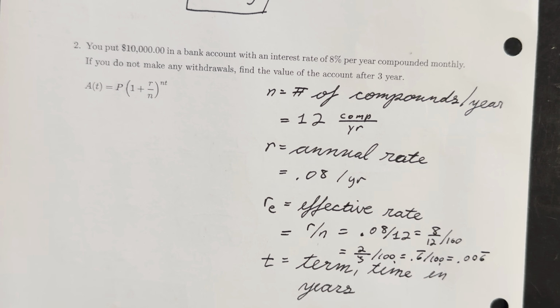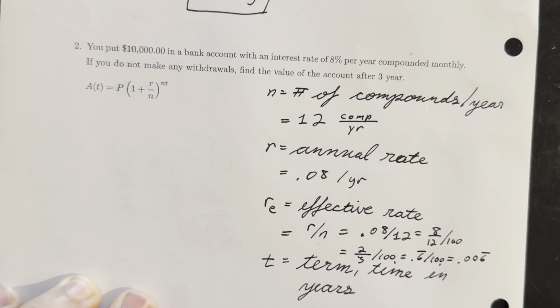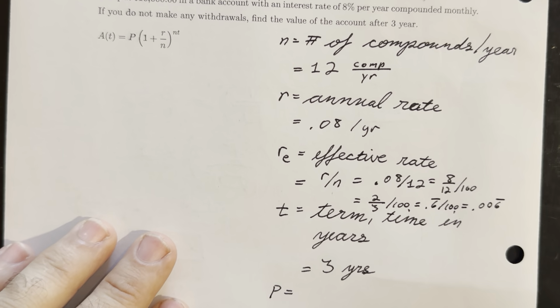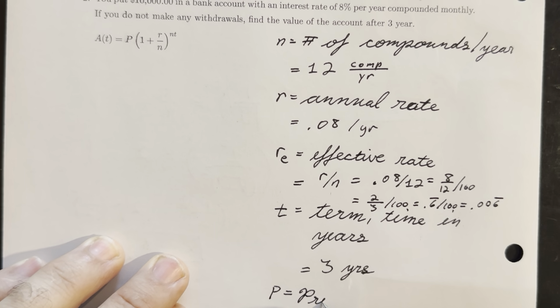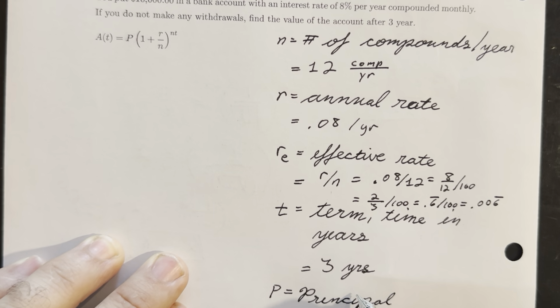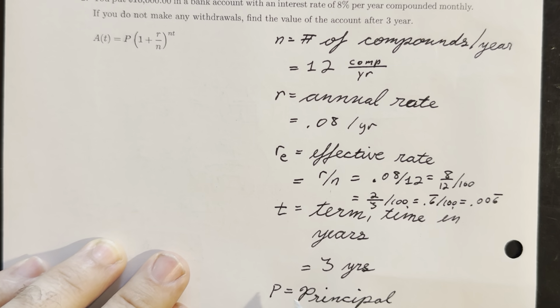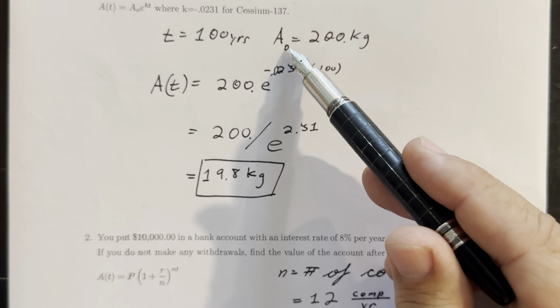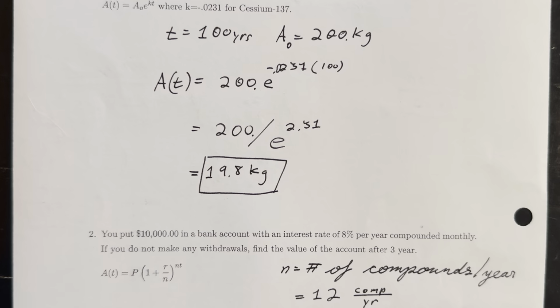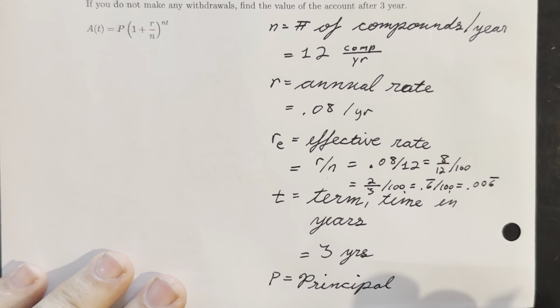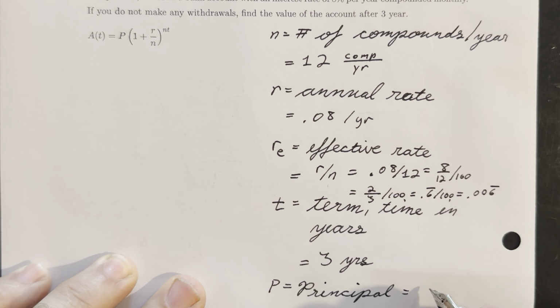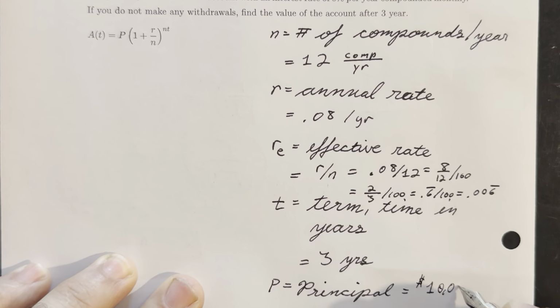All right, so we have all this preliminary work done. Let's go ahead and solve the problem. We want to know how much money we're going to have in our account after 3 years. P is the principal. Principal is just how much money the account starts off with. Note that the principal is analogous to our starting amount of cesium-137 from the previous problem. And our principal was $10,000.